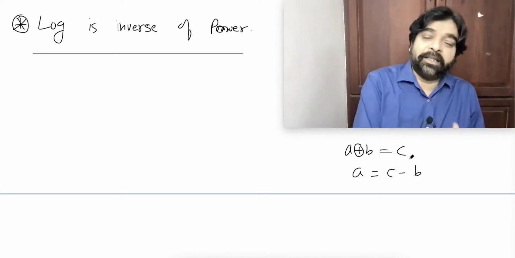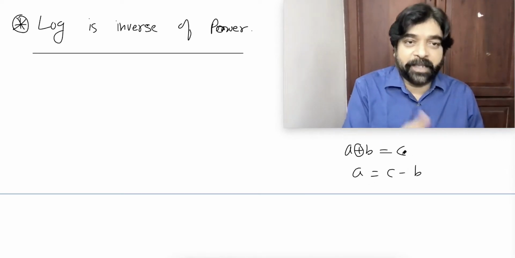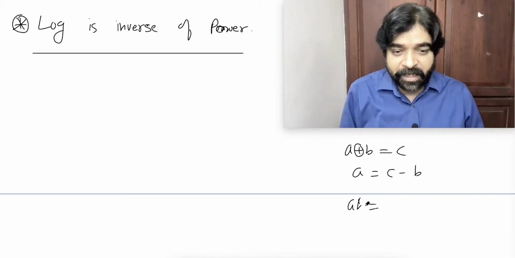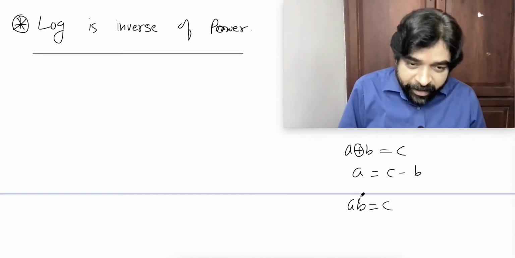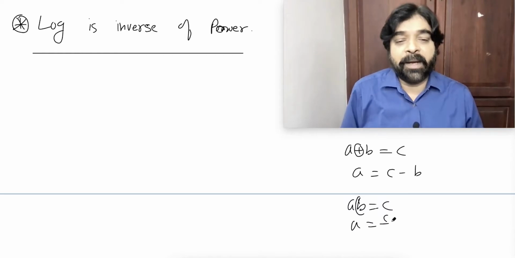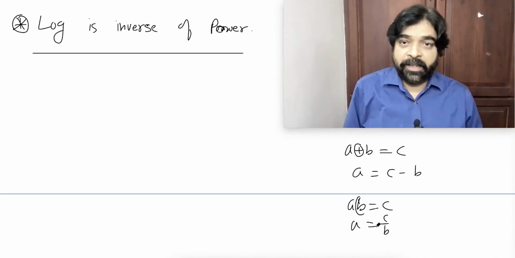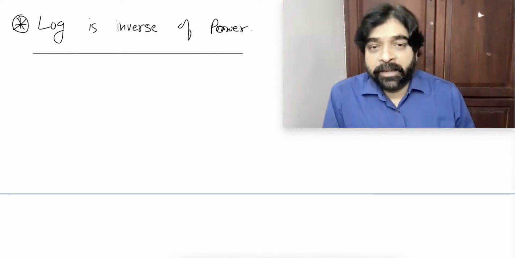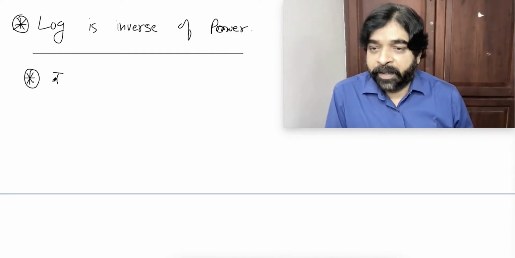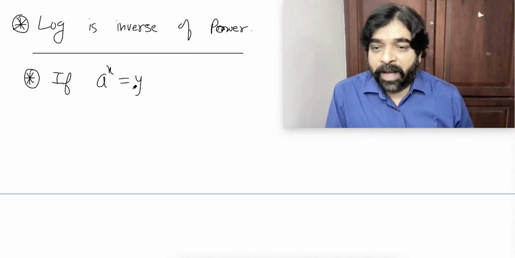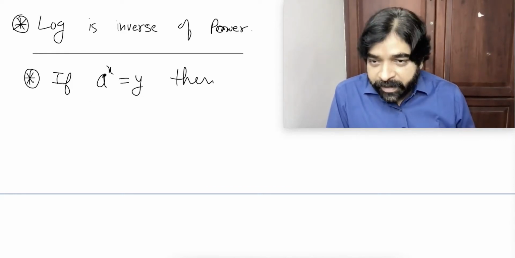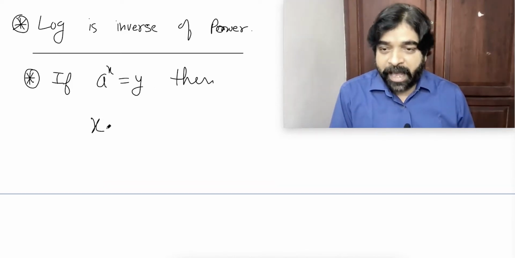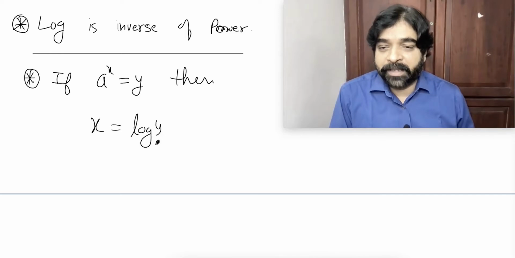When you send this to the other side, whatever new expression becomes, that is the inverse. So what is the inverse of plus? We'll say minus. What is the inverse of multiplication? Send the multiplication to the other side, you will get c by b, meaning division. Same way, for any power function, the inverse will be log. This says if a power x equals y, then if you send this a to the other side, it will become log. Meaning x equals log y base a.